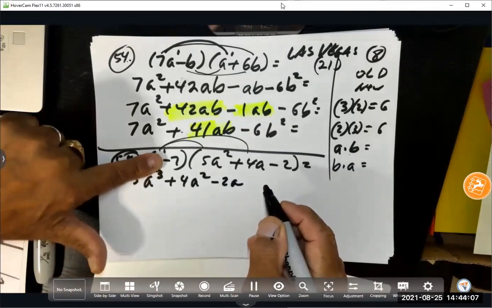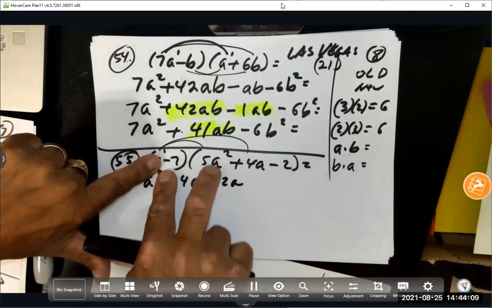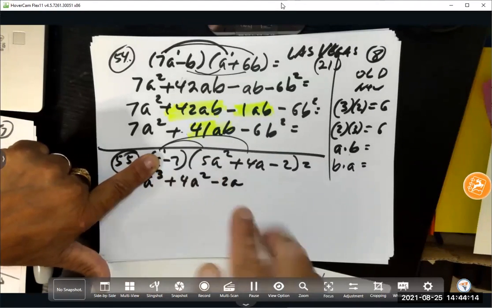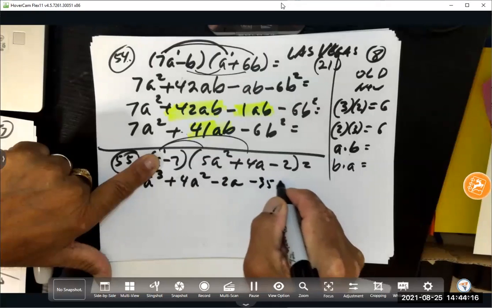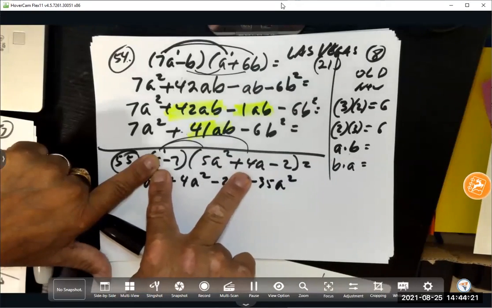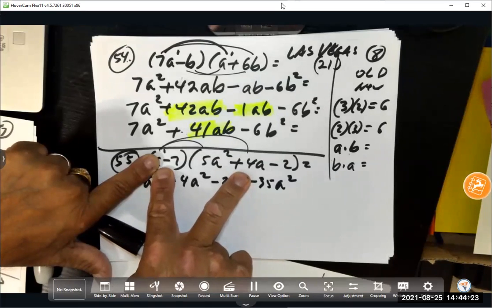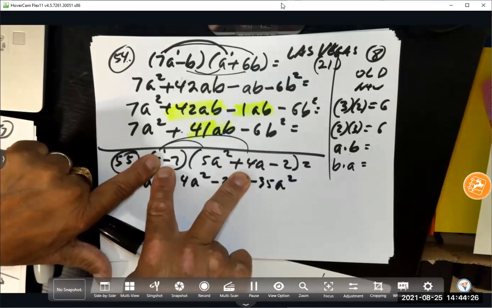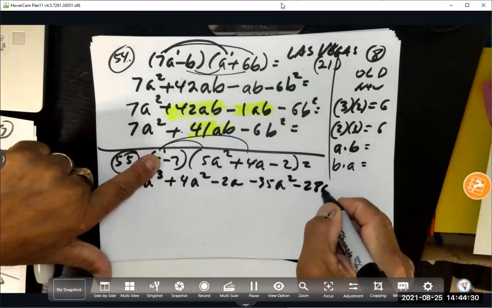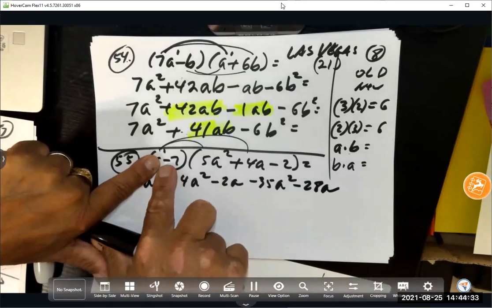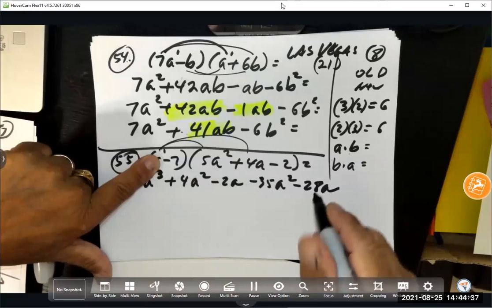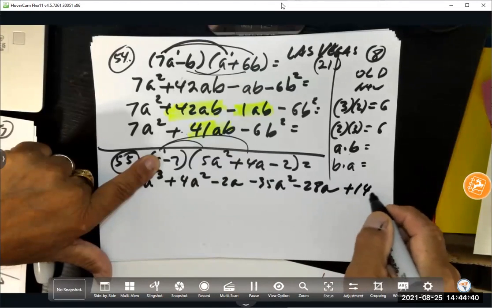Okay, now the next one. I'm going to cover this. Ready? Negative 7 times 5a squared. Negative 35a squared. And negative 7 times a positive 4a. Negative 28a. And the last one, negative 7 times a negative 2. Positive 14. Plus 14.